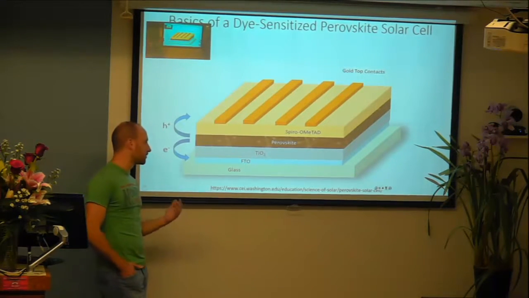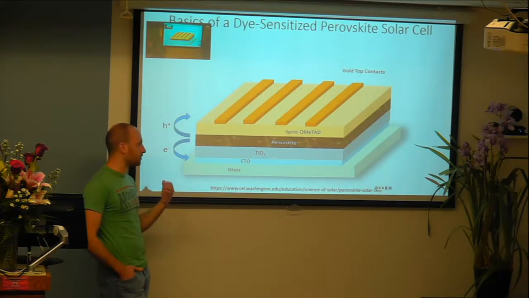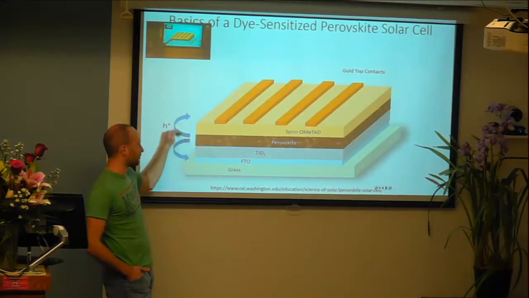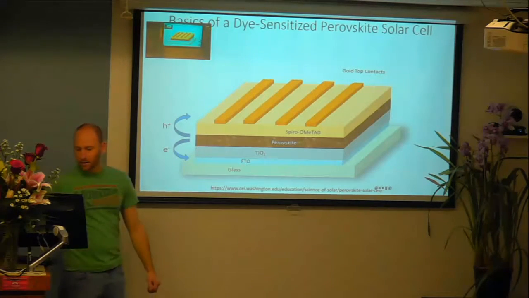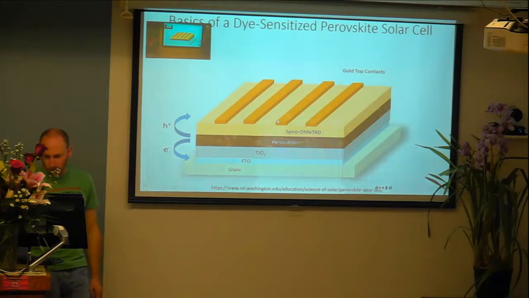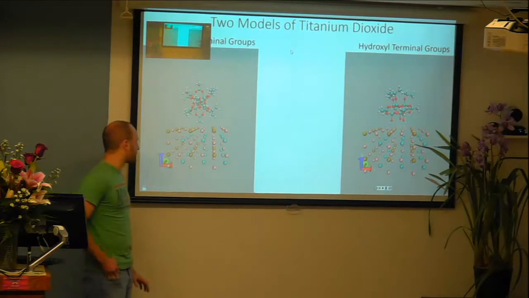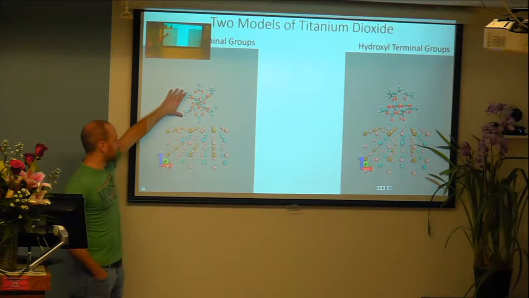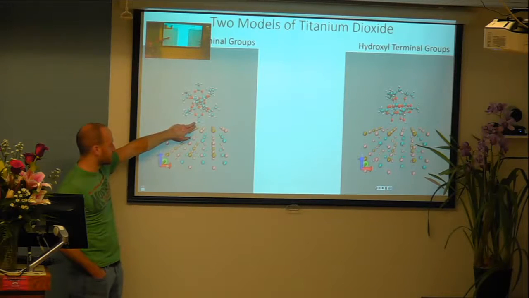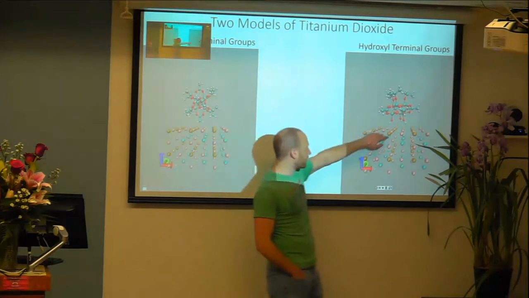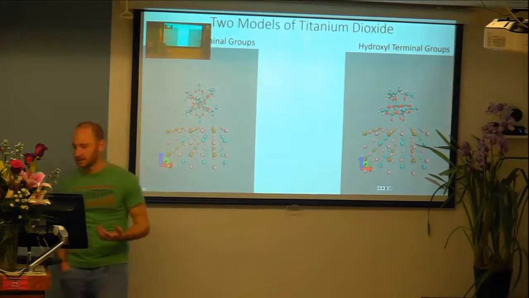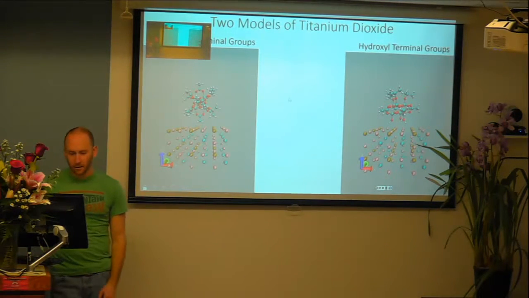So what you want to do is set up a system so that when you do create excitations, the electrons will naturally want to flow one direction and the holes will naturally want to flow the other direction. So in particular, I'm looking at this interface here. These are the two models that I'm working with. We've got the titanium dioxide on the top and the perovskite on the bottom. We have an isopropanol linker group in this case, and hydroxyl linker groups in this case. And we're just looking at the differences between these and trying to characterize them generally.